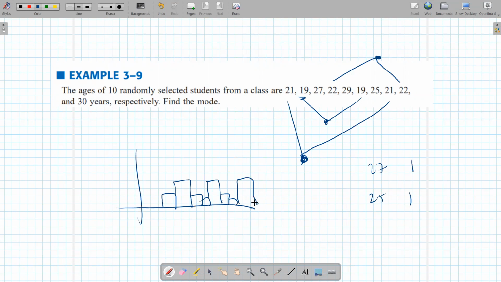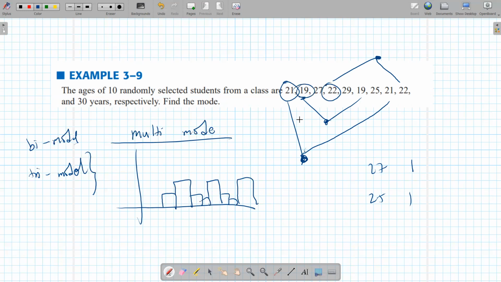So in this case, this is going to be a multi-mode scenario when you have a bunch of different modes. You can have bimodal, which means 2 modes. You can have trimodal, which means 3, okay? So this one is going to be trimodal because we have 3 different numbers that come up twice. So all these are going to be your modes: 21, 22, and 19. All of them are your modes. And this is a trimodal situation where they come up more than the other guys.